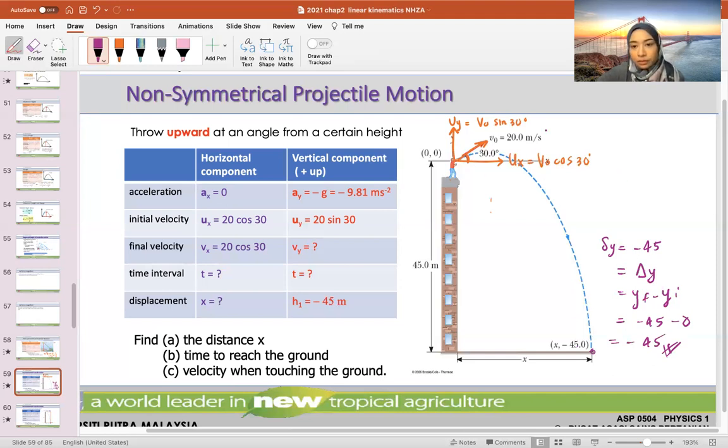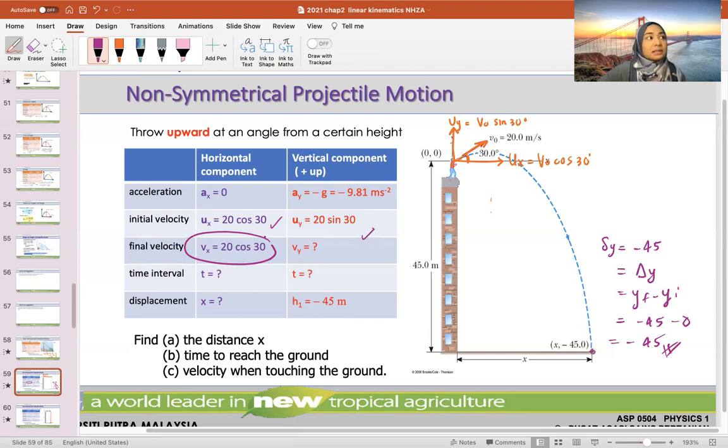Your U, we already know this. We just need to use the calculator. What other information do we have? We know about the acceleration, right? Acceleration in the X is 0. Acceleration in the Y is gravity, minus 9.81. We know this. And we also know that the final velocity in the X is always equal to UX.